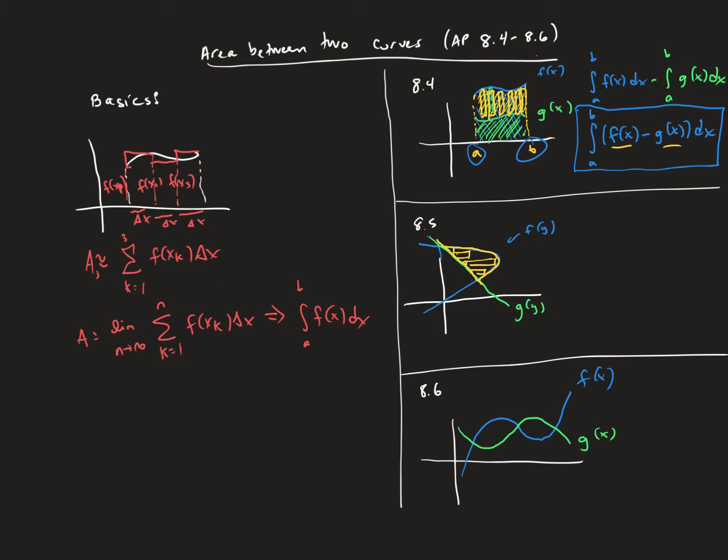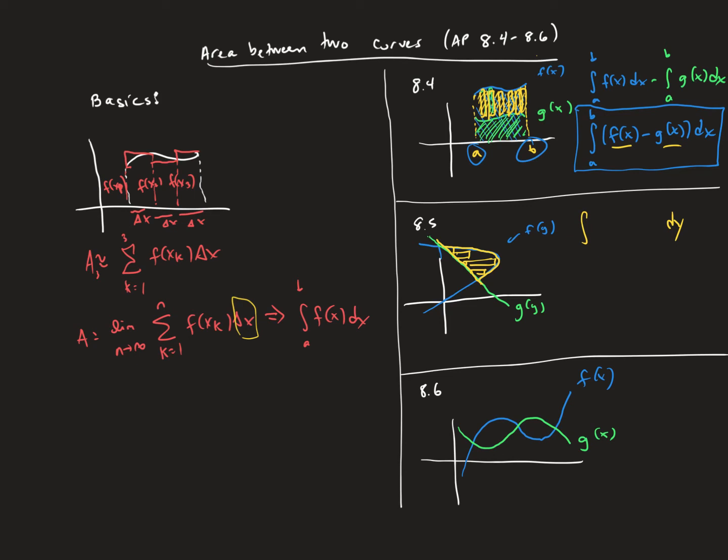Now, here's the thing with this. When you do this, instead of the width of each of your rectangles being delta x, like it was in the original thing that we did, the width of your rectangles is going to be delta y. So that means your definite integral is going to come out in terms of y. So with delta y, your definite integral is dy, and everything in your integral needs to be in terms of y.